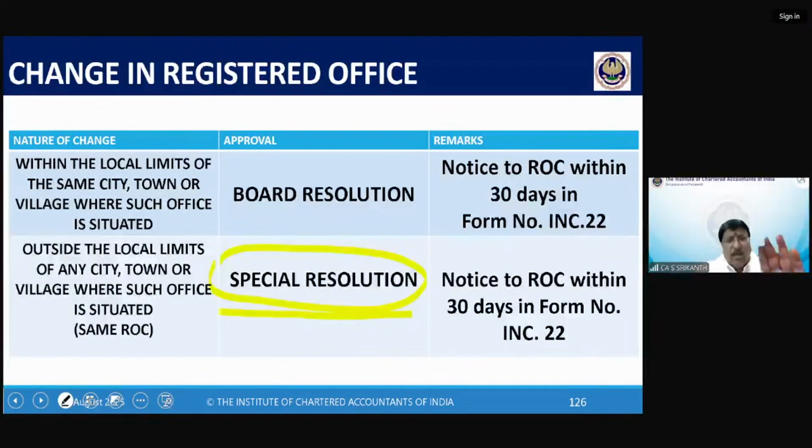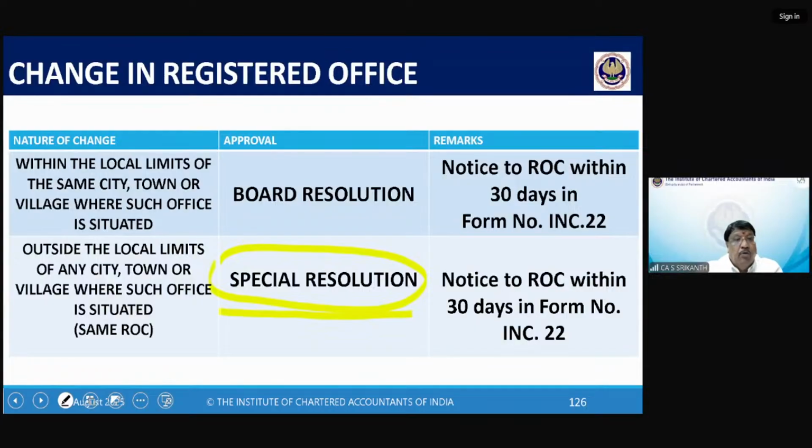what is special resolution. For now, ordinary resolution means simple majority, means the number of votes cast in favor is more than the number of votes cast against, if any. Special resolution, the number of votes cast in favor is not less than 3 times the number of votes cast against, if any. Okay, that is special. So special majority is required because it's a major decision now.